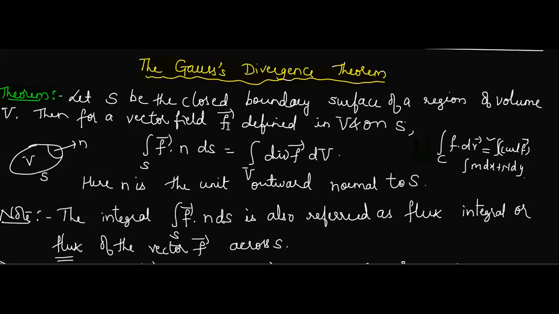Then if you take any vector field F defined in this V and on this surface S, and you want to find a line integral of the form F dot n ds, see how it is. All integration we used to take was on a curve C, the line integral F dot dr, or whatever we have taken till now. So if you have it on the surface S, this can be done with the help of divergence theorem only.